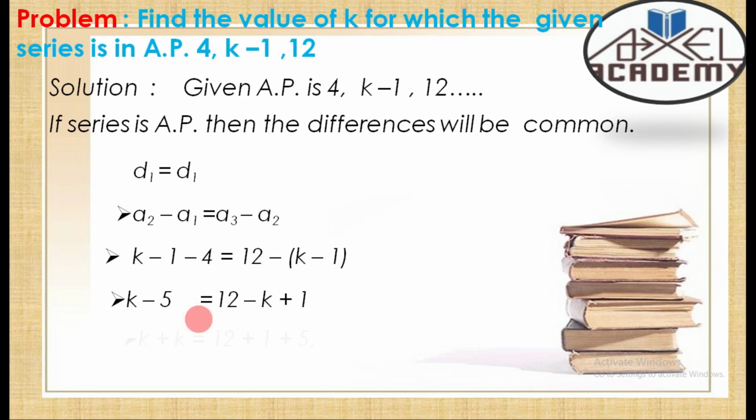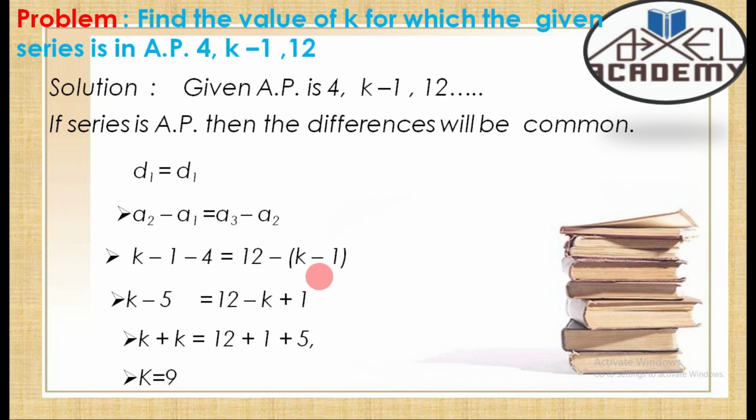k minus 5. And if you simplify, you can transfer k here and transfer minus 5 to the right-hand side, where it becomes plus. So you will finally get the value of k equals 9. So like this, based on the basic definition that we have studied, the difference between two successive terms in an AP will always be the same.